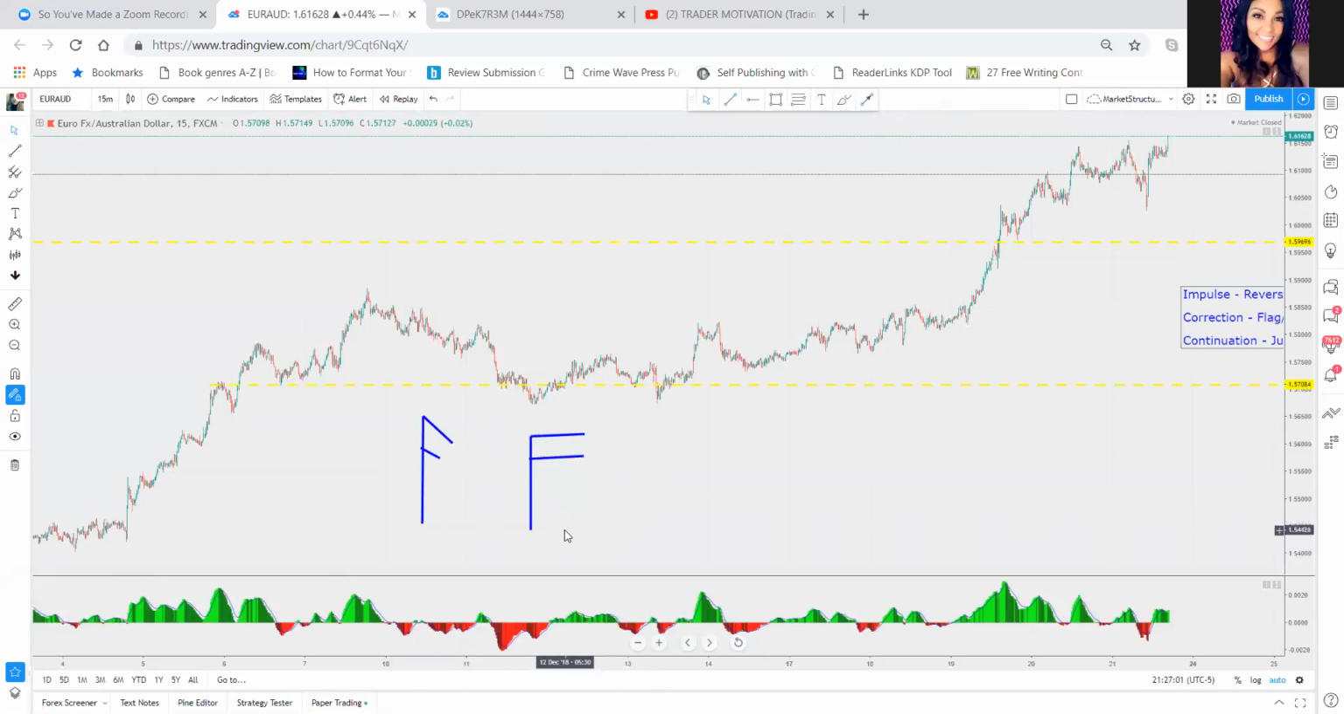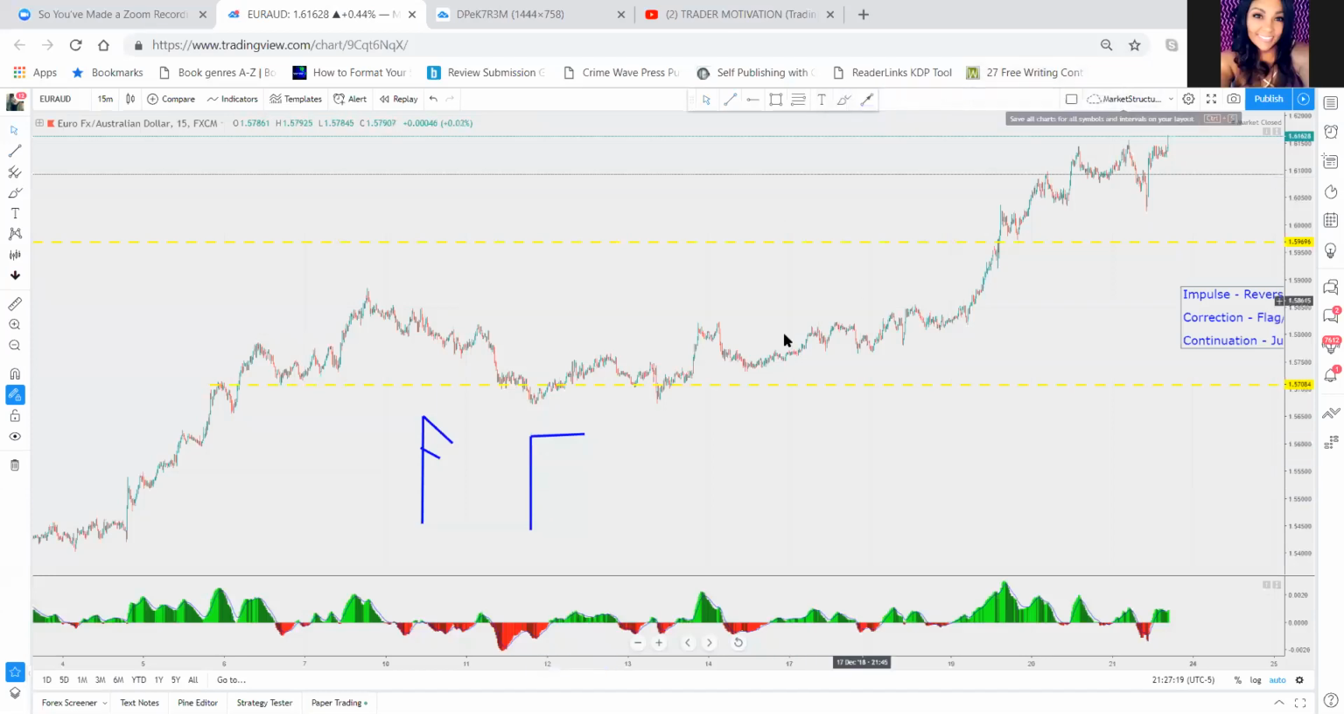So this is a flag. And if you're buying, you're going to buy at the bottom of this flag that's being created or after the break. And once it breaks through that, you can place your stop loss underneath the flag. Okay.